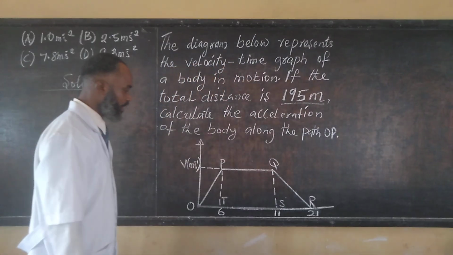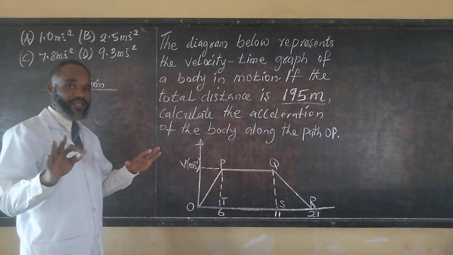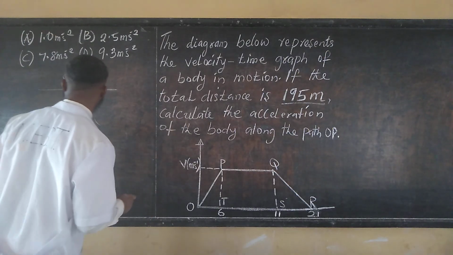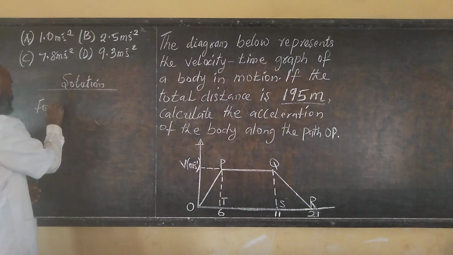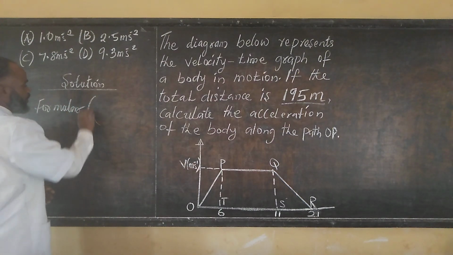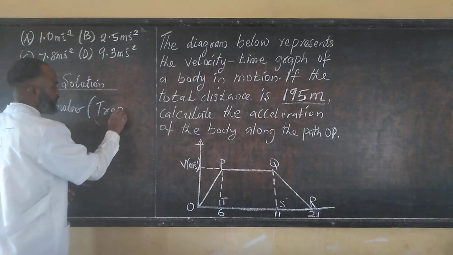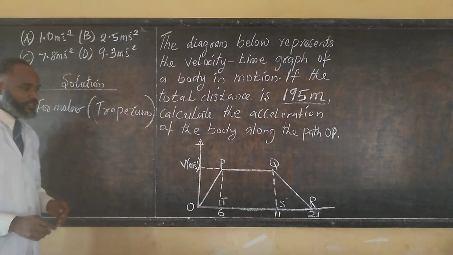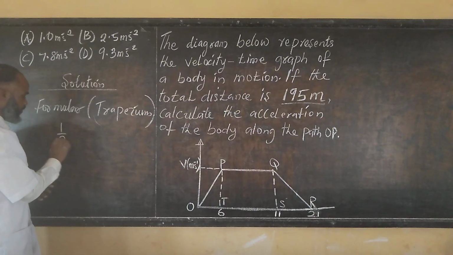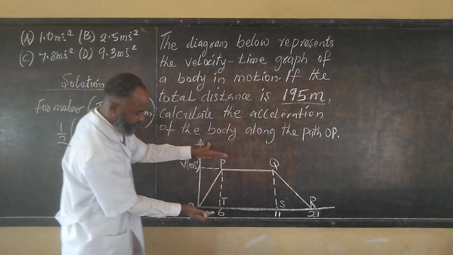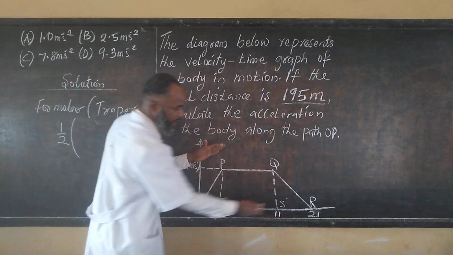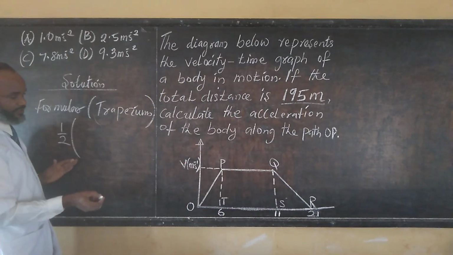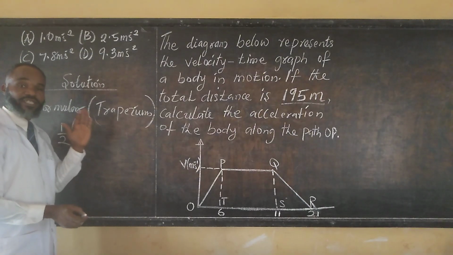So what do we do? Let's state first of all the formula for calculating the area of a trapezium, right? That should be half, brackets, the sum of the parallel lines. We have two parallel lines here, OR and PQ, right? We have the sum of the parallel lines and then multiply by the vertical height.